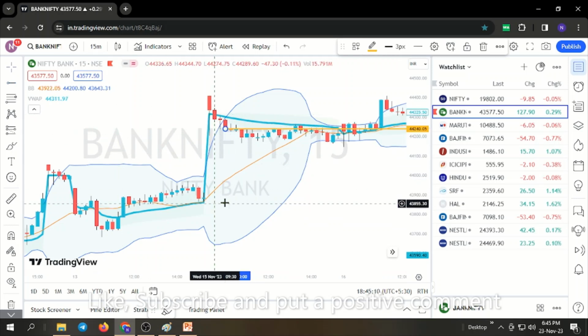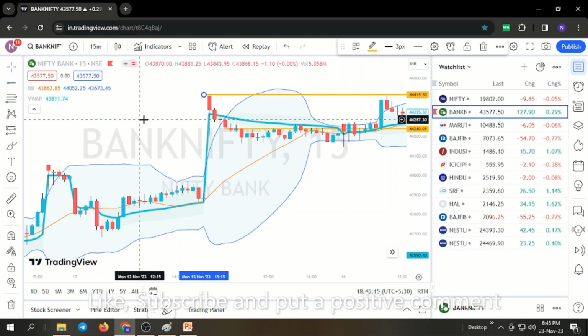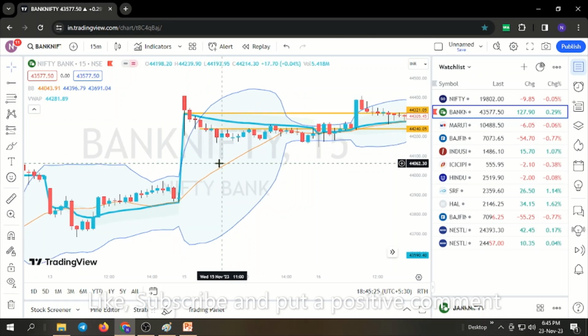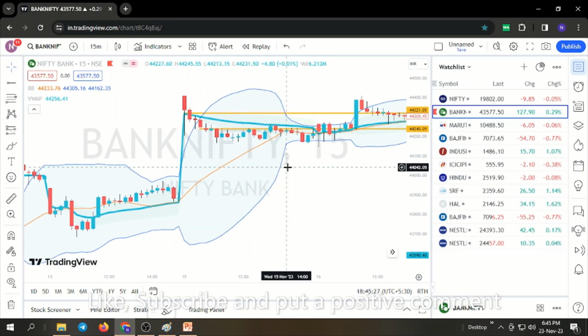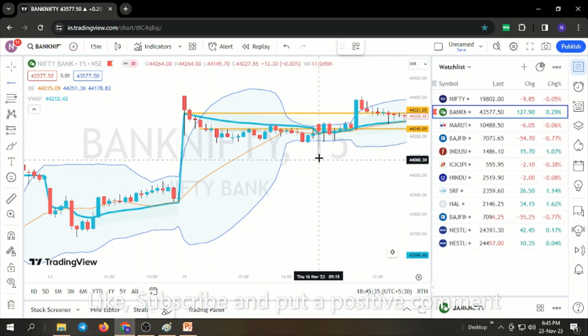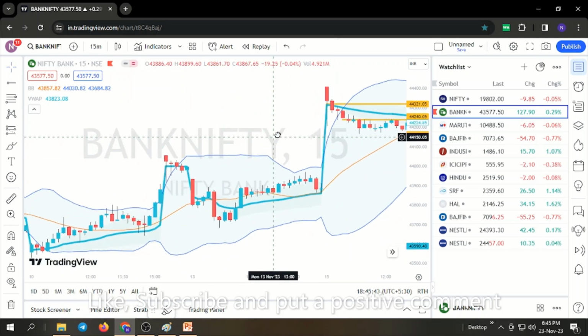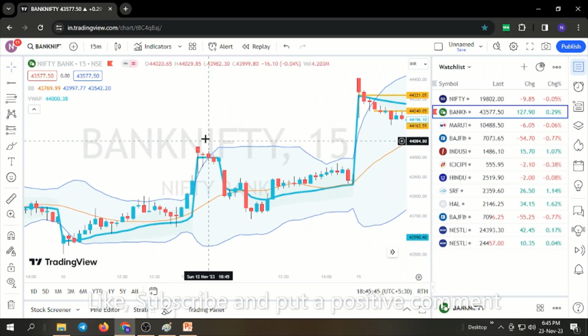This is your entry. This is your SL initially. When 2-3 candles have formed, you can bring your SL back above the VWAP line. Market ends somewhere here. This could be your profit. We didn't get much. Could be 1:1, not even 1:1 kind of profit that we got.